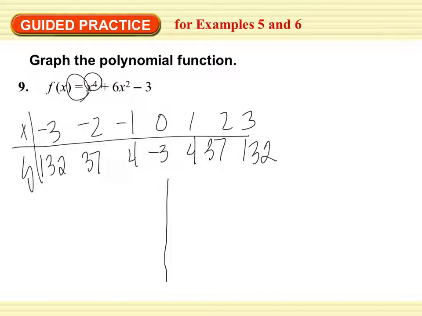So definitely opens up. Looks like at 0 we're at -3. At -1 we're at +4. And at +1 we're at +4. So our graph looks sort of like a parabola.